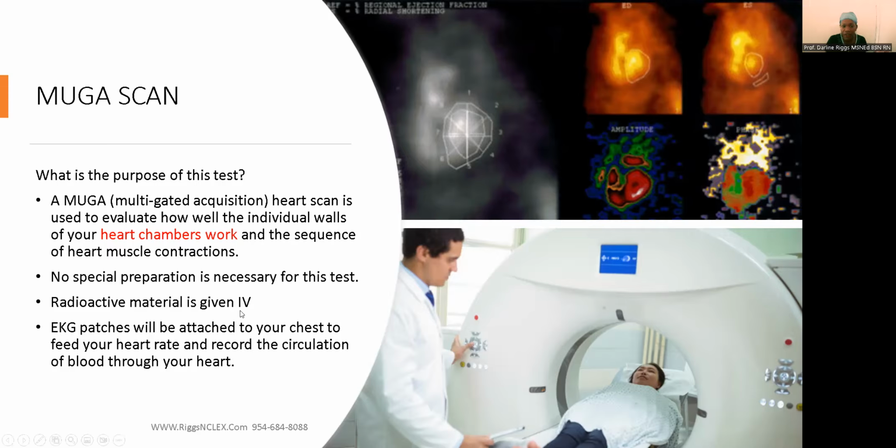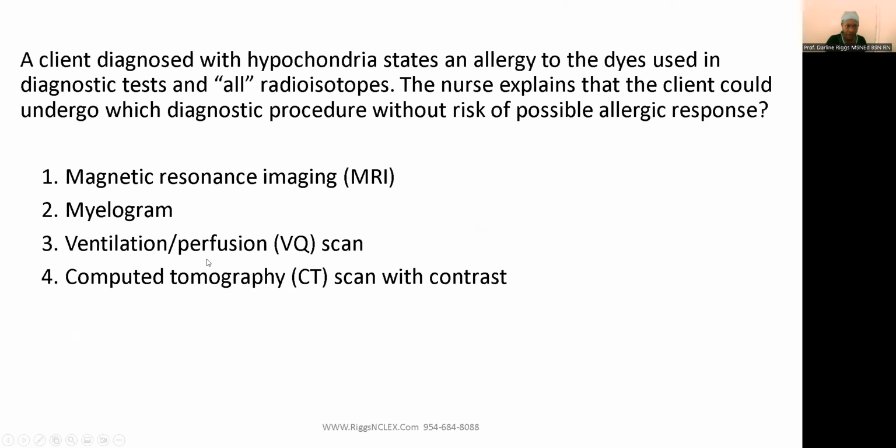No special prep. If a dye is used, check allergies. They're attached to an EKG while this is being done. So that's a MUGA scan. If you see that on the NCLEX, they're either testing to see its purpose, ejection fraction, and the valves. Other than that, I can't think of another question that would be affiliated with that.